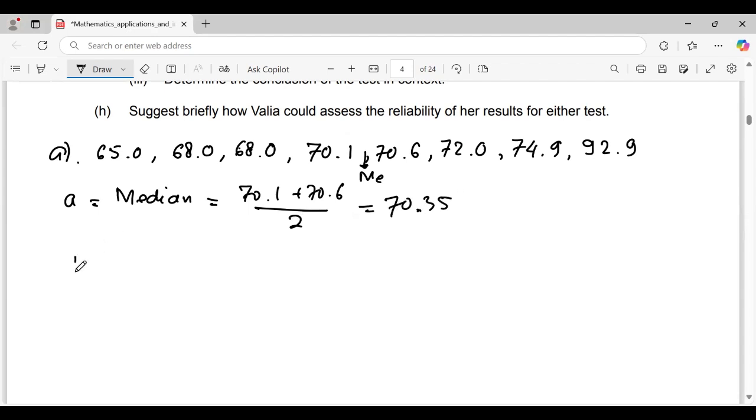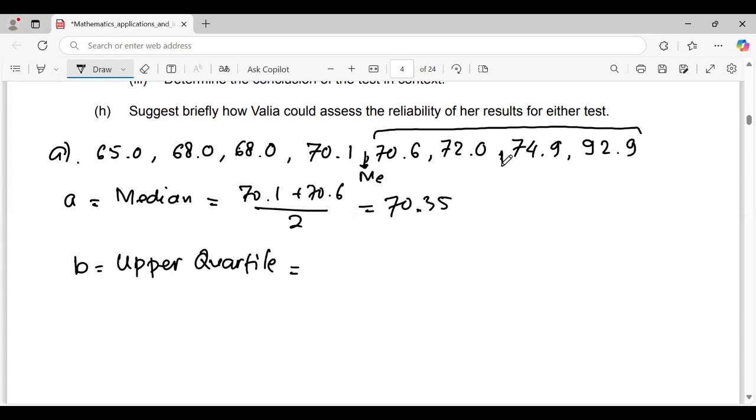And after that, B, according to table 2, this is the upper quartile. Upper quartile means this data. So we're going to find the median of this data, 1, 2, 3, 4. Is here. This is the upper quartile. So 72.0 plus 74.9 divided by 2, it is 73.45.